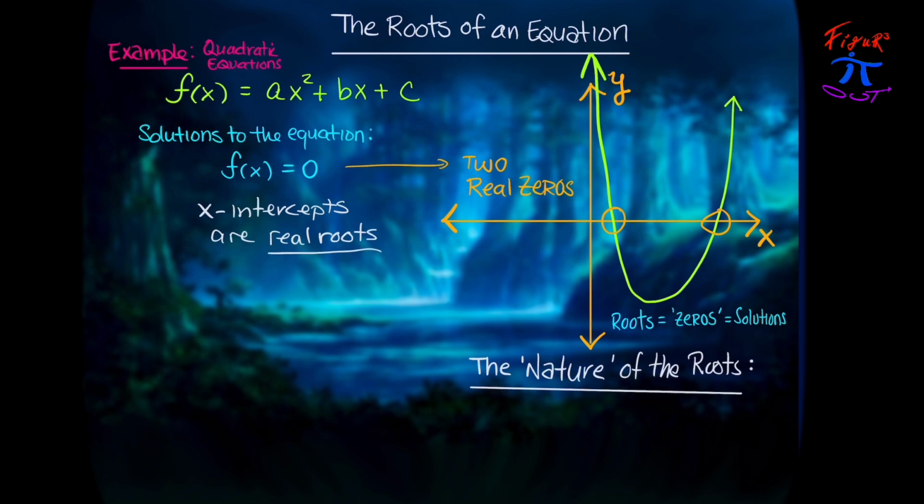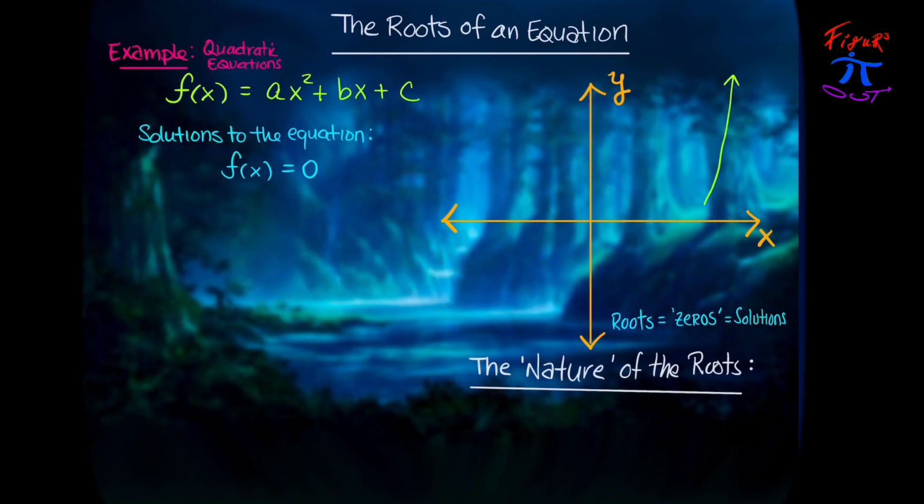The x-intercepts of a graph indicate the real roots, and quadratics have at most two real roots. This is also indicated by the largest power of x being 2.